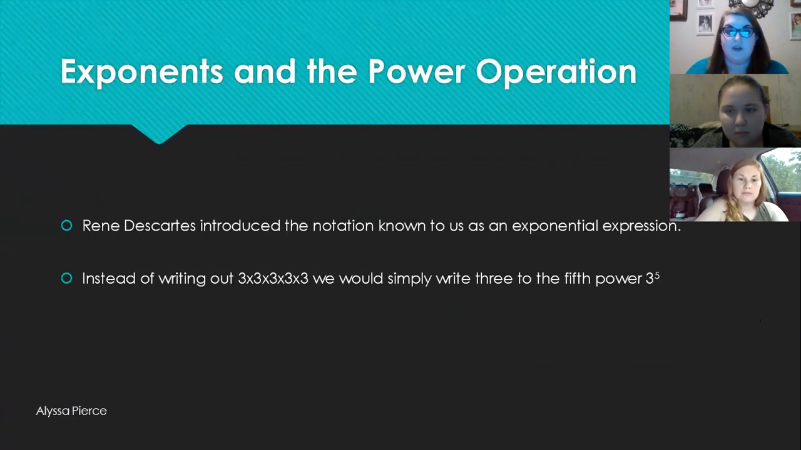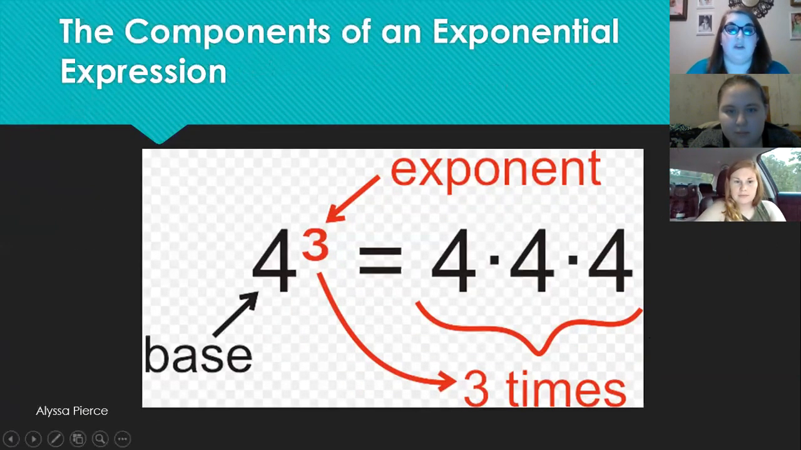So next we're going to talk about exponents and the power operation. Rene Descartes introduced the notation known to us as an exponential expression. So instead of writing out 3 times 3 times 3 times 3 times 3, we would simply write 3 to the 5th power, or right there it'll say 3 to the 5th. So the components of an exponential expression look like this. These are your components. You have 4 times 4 times 4, and so 4 will be your base, which is your larger number, and 3 will be your exponent because 4 is written there 3 times.